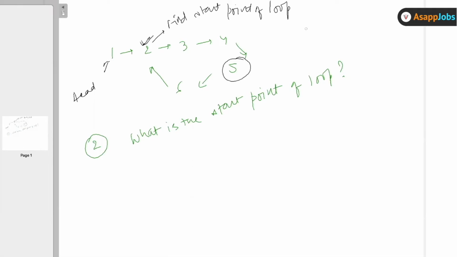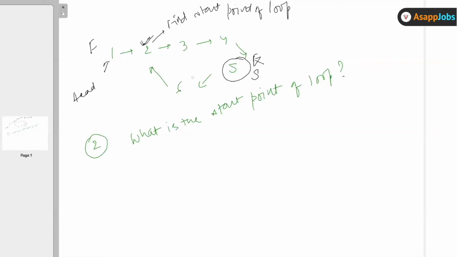You said that you have solved this question. Have you solved this one also? Right now, this is the point where both have met. I have a faster pointer and a slower pointer. What do I do now? We would reset the faster pointer to point at the head, and remove it from here. Then move both with the same speed.